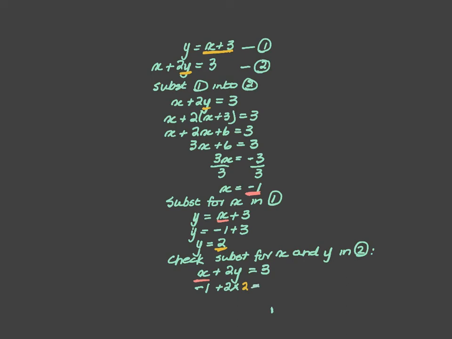And that must equal 3. I've got negative 1 plus 4 is equal to 3. Negative 1 plus 4 is 3. 3 is 3. The two sides are the same, and my answer is correct.